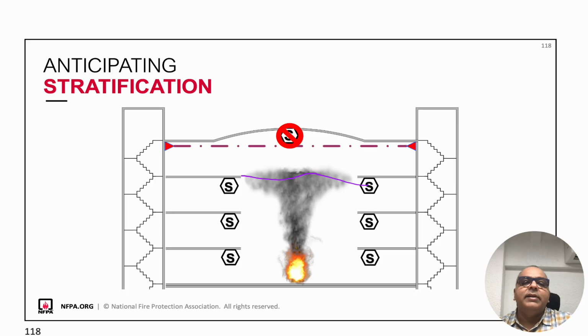Ceiling mounted detectors may not activate because smoke isn't reaching the ceiling. The symbol at the top with the strike through of the detector shows the failure point. The smoke layer is well below the roof where the detectors are normally located. Stratification is a serious problem in high ceilings.